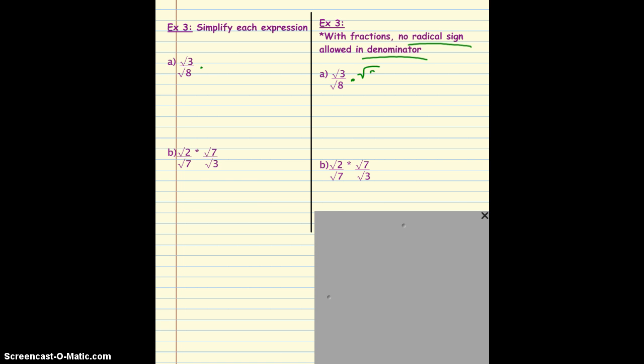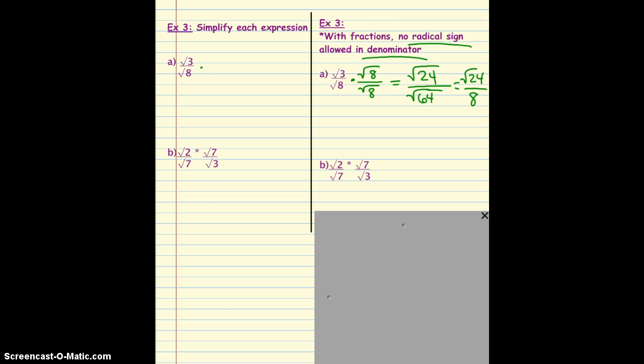We're going to multiply by the square root of 8 on the top and the square root of 8 on the bottom. The reason we can do this is because square root of 8 divided by square root of 8 is 1. When we multiply by 1, things don't change. But here's why it's cool. Square root of 3 times square root of 8 equals square root of 24. Square root of 8 times square root of 8 gives us square root of 64. Square root of 64, that's a perfect square. Square root of 64 is 8. So we're going to have square root of 24 over 8.